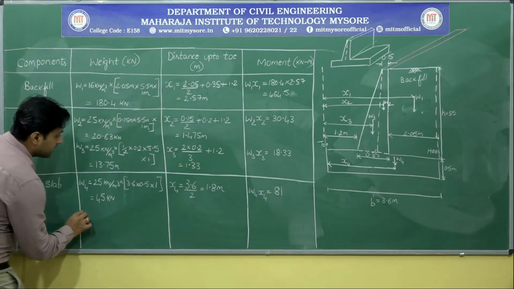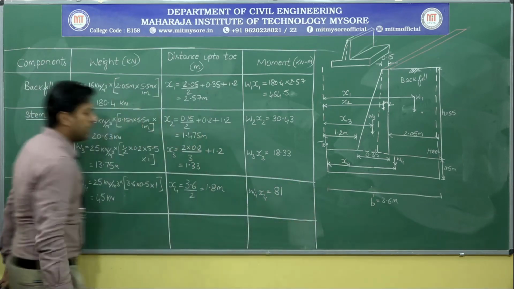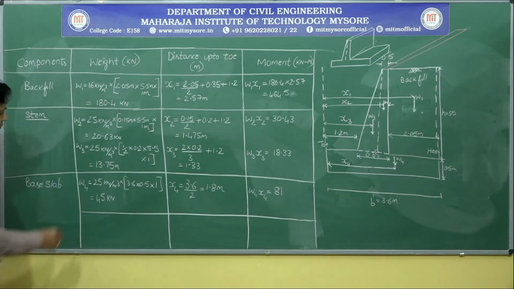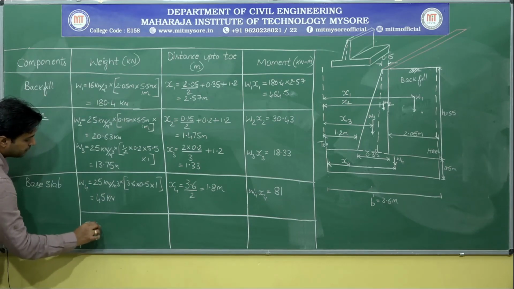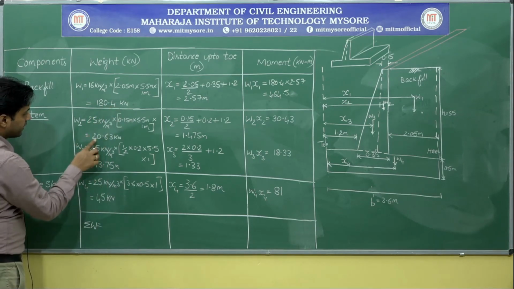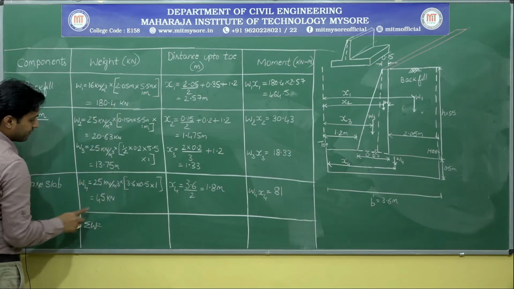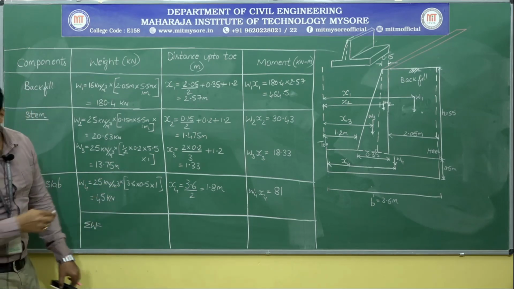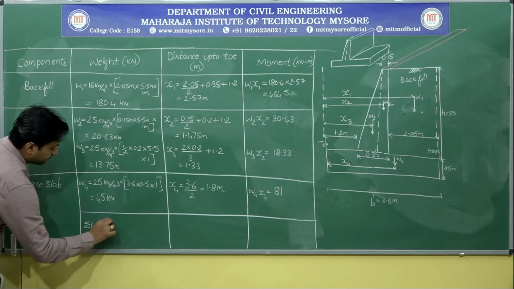Now I want the resultant of all these things. Now I want the resultant of weight, that is the summation of weight. Just add it. 180.4 plus 20.63 plus 13.75 plus 45. So finally you get 259.79 kilonewton.